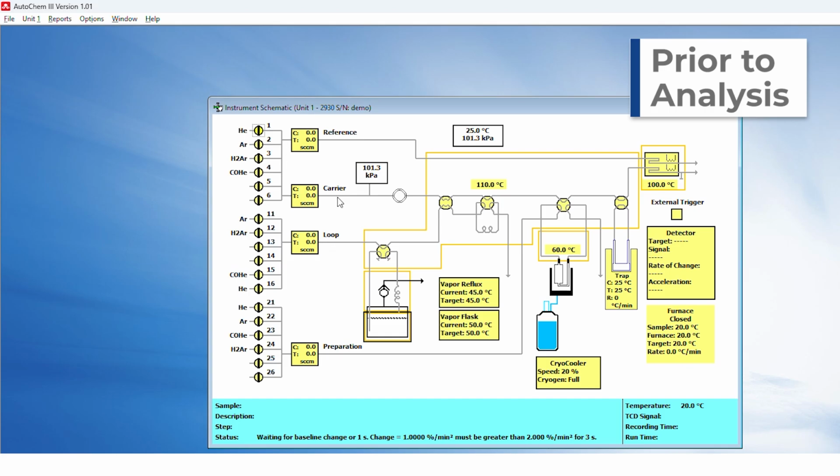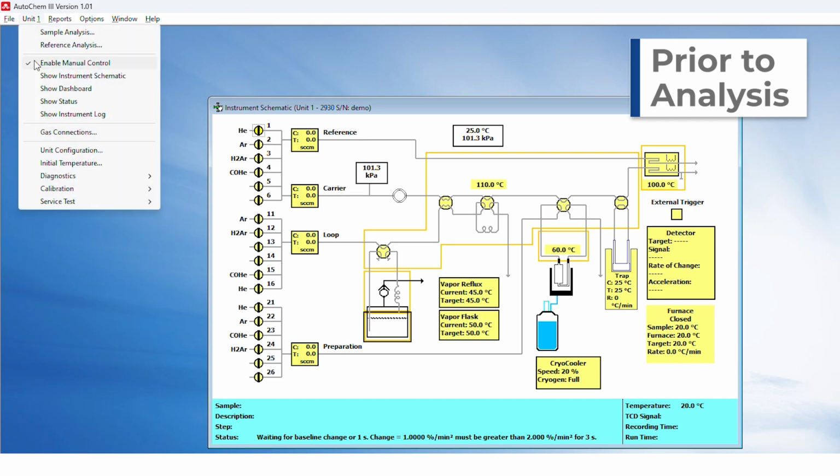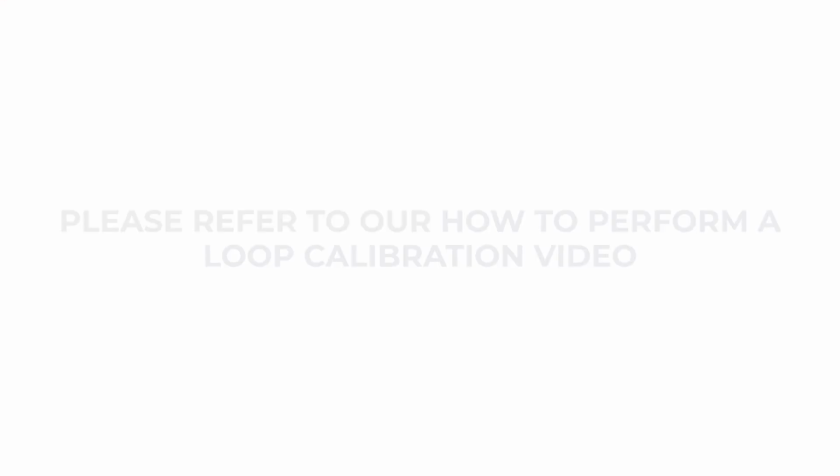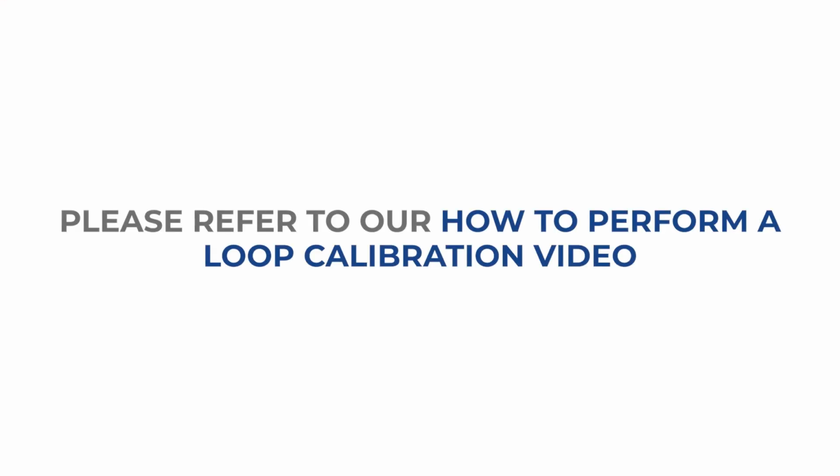Since the pulse chemisorption uses the loop volume for calculations, make sure the loop volume is calibrated. Select unit, click on unit configuration, and check for loop volume. Please refer to our loop volume calibration video if needed.